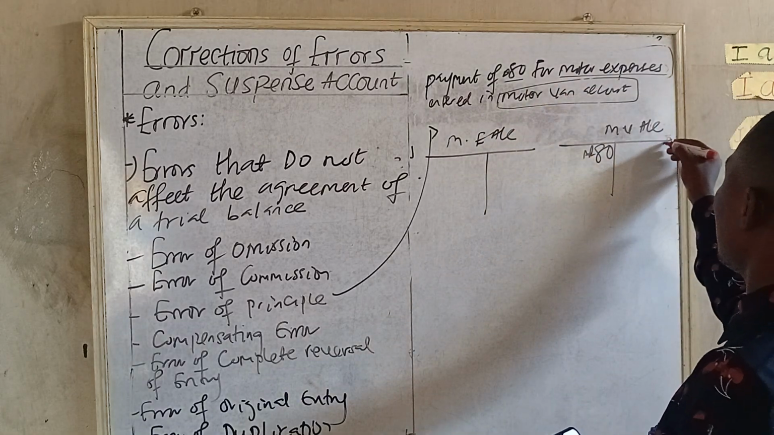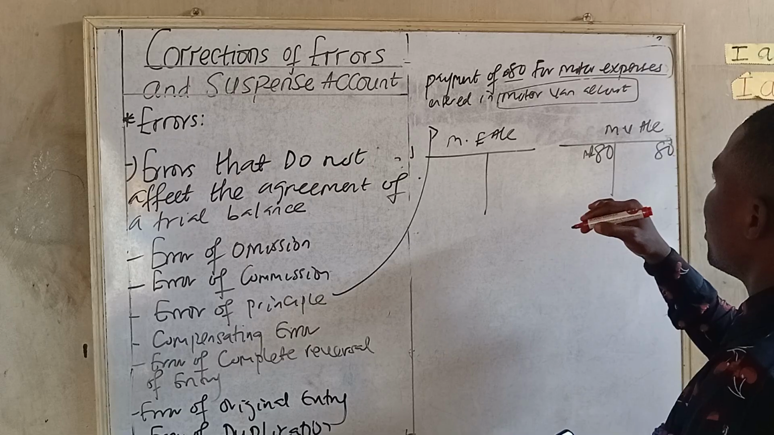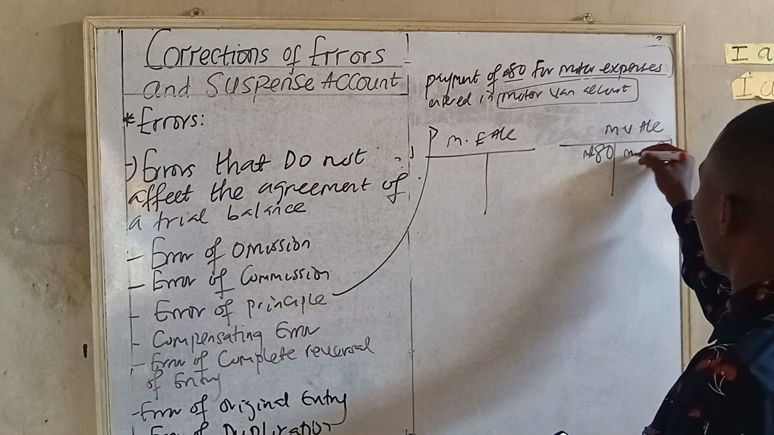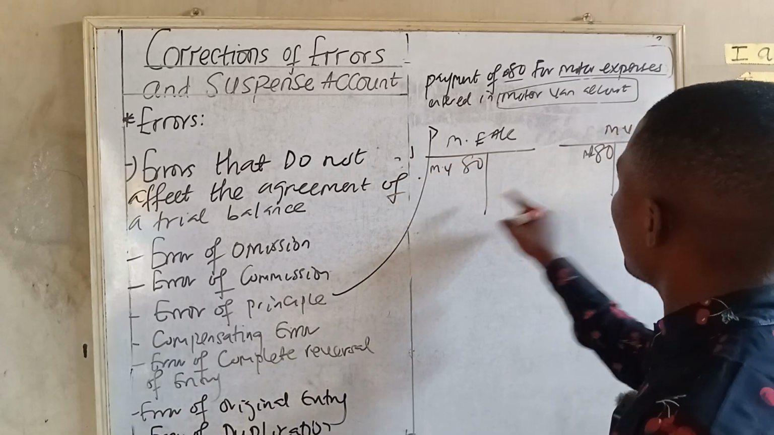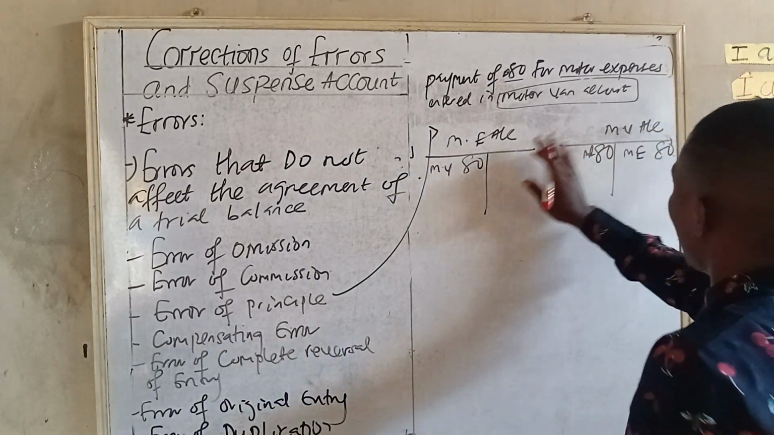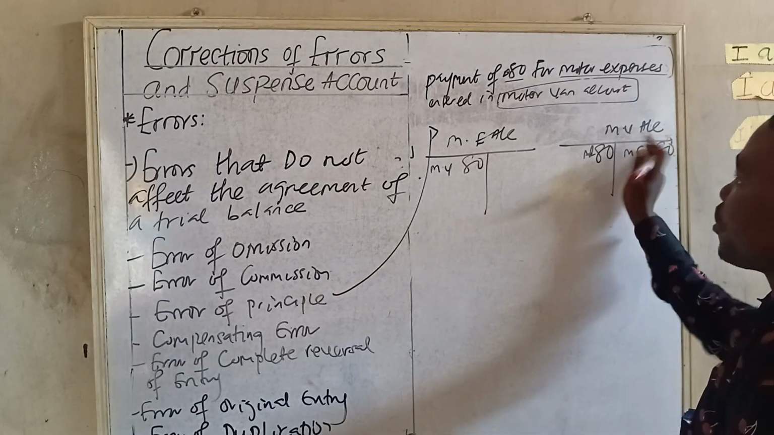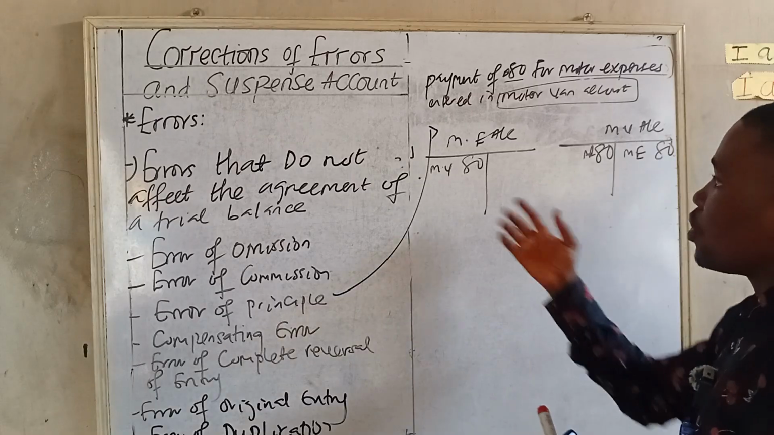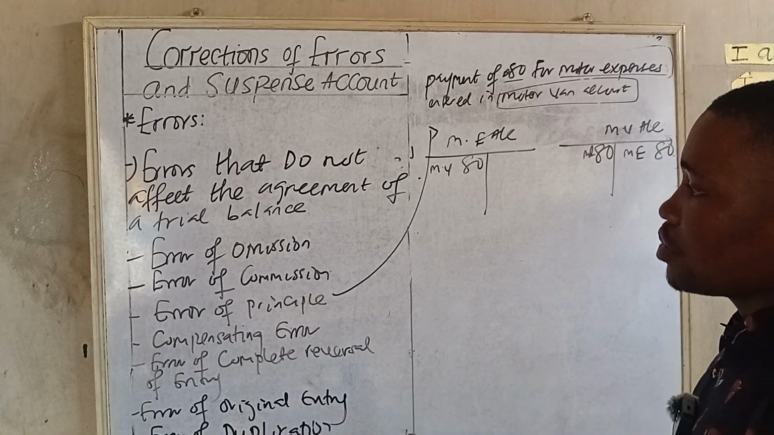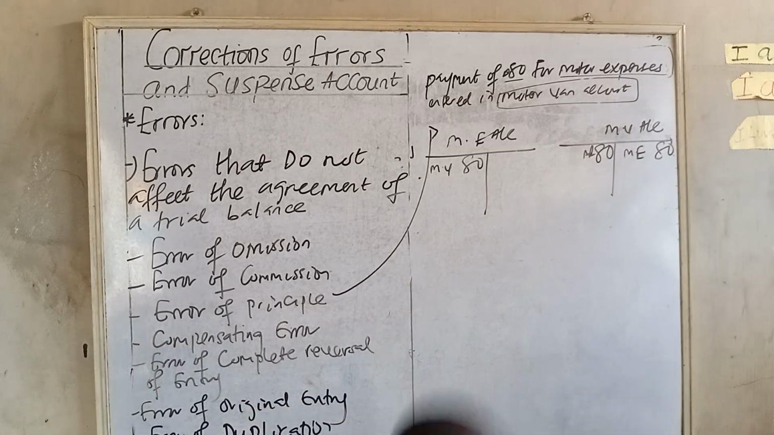Then we'll come here, we record 80 naira here in the name of what? Motor expenses. We'll come here, 80 naira in the name of what? Motor van. So we cancel this. It means motor van did not have any figure left here. We already moved the money to motor expenses. So we already corrected the error here. I hope you understood.